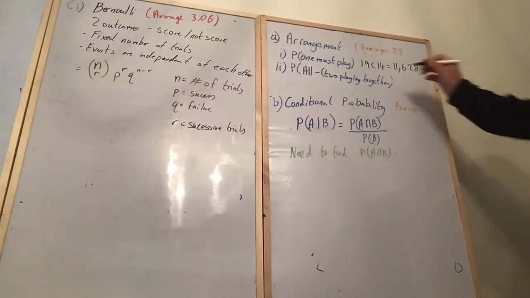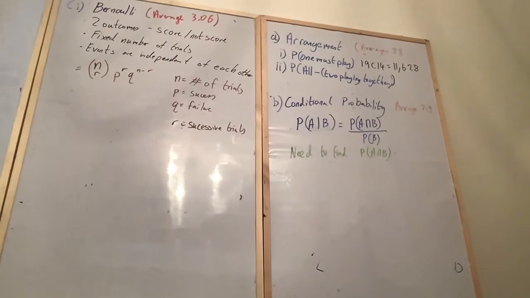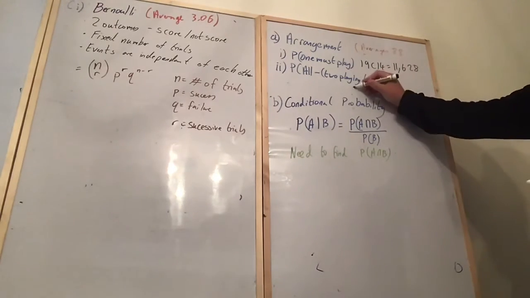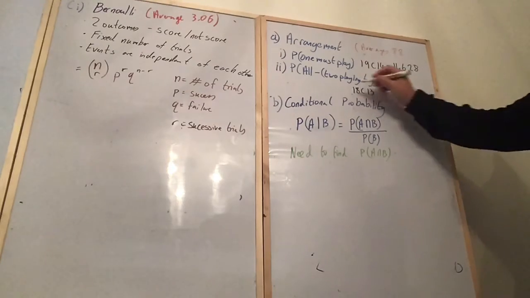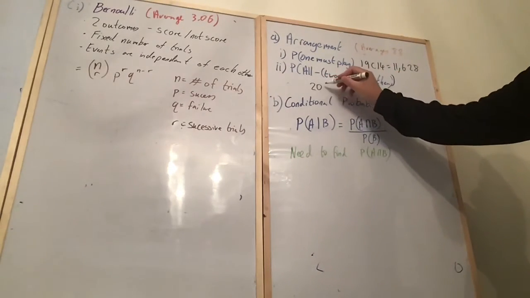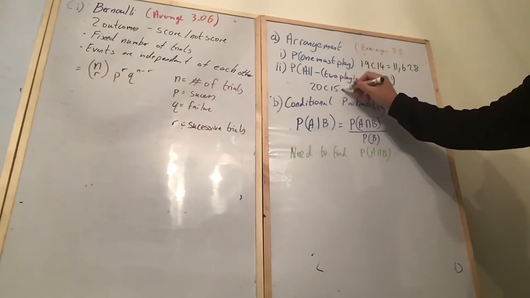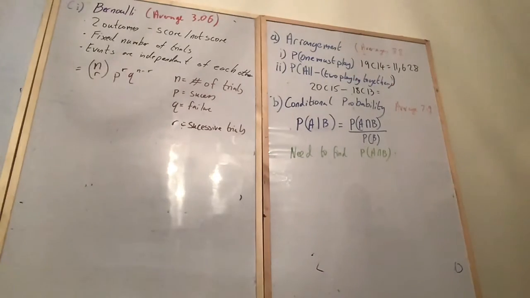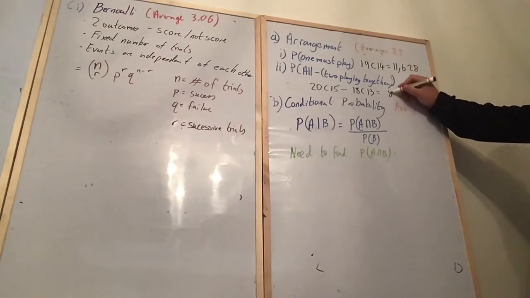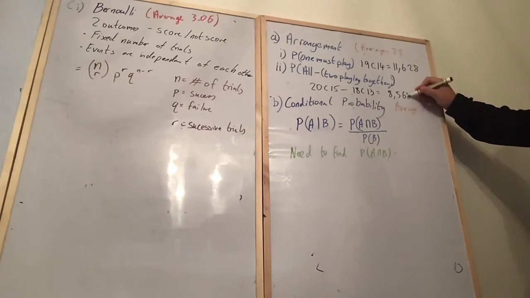The second part, part 2, says that two players cannot play together. So we look at all the possible arrangements, minus the arrangements where those two players were to play together. It would be 18 choose 13, and all your arrangements is 20 choose 15, minus 18 choose 13, and that was 8,568.